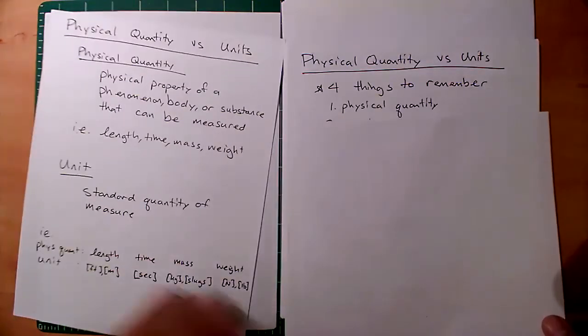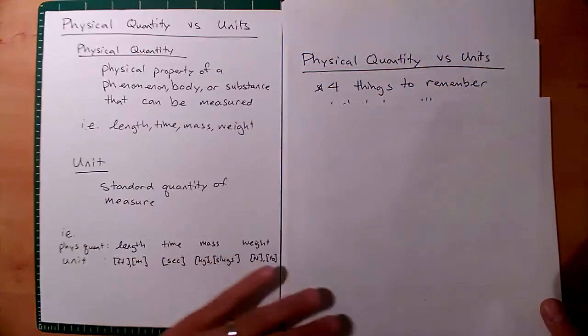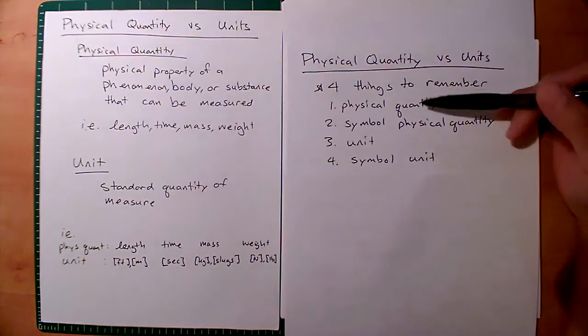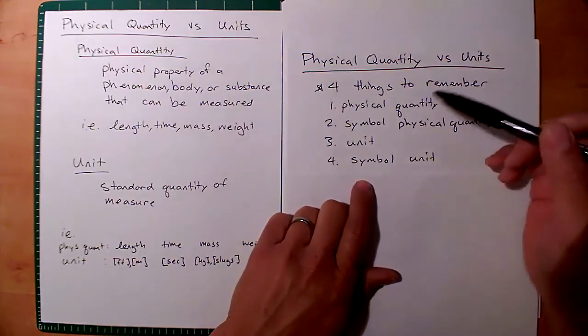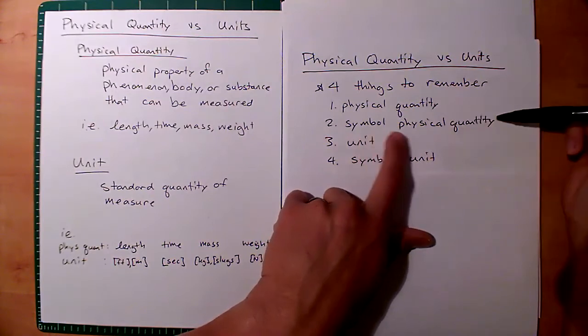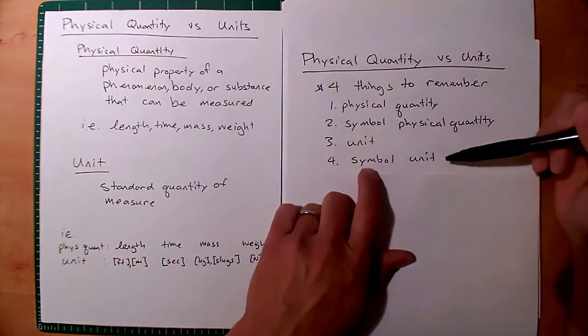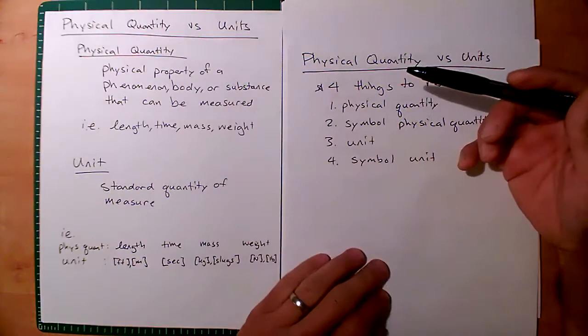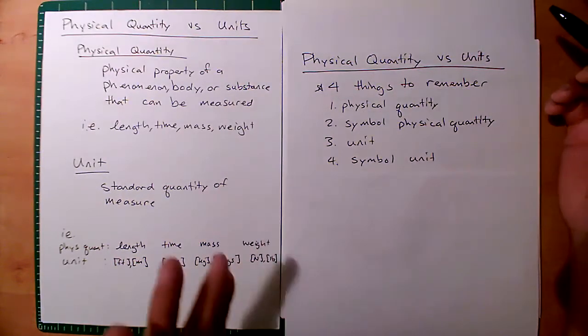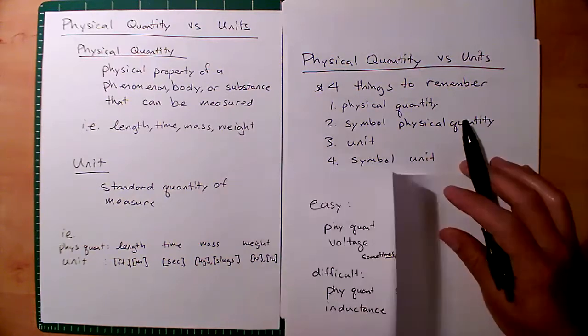Okay, so there are four things that I want you to remember when you're looking at the distinction. These four are, well, what is the physical quantity itself? But then what is the symbol for the physical quantity? What's the unit, and what's the symbol for the unit? So there's really four things you have to memorize, and they get kind of confusing. Unfortunately, as an engineer, you just got to deal with it and memorize.